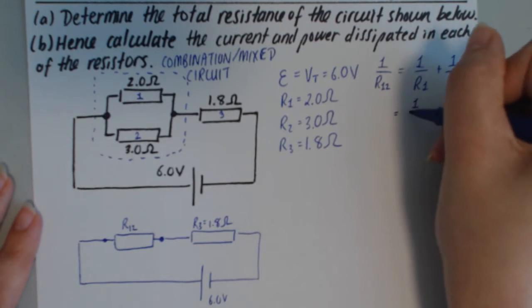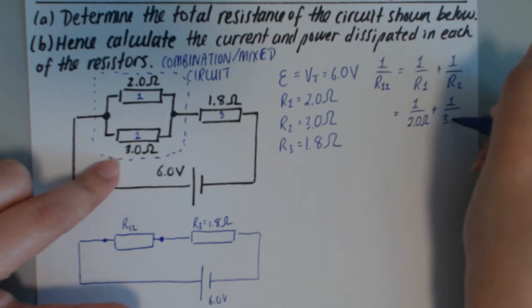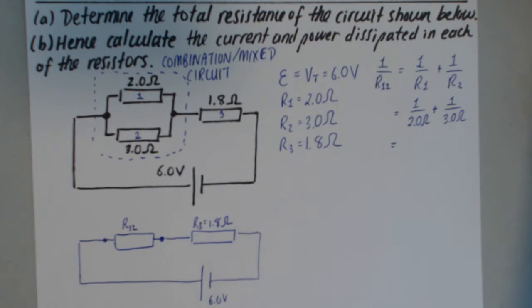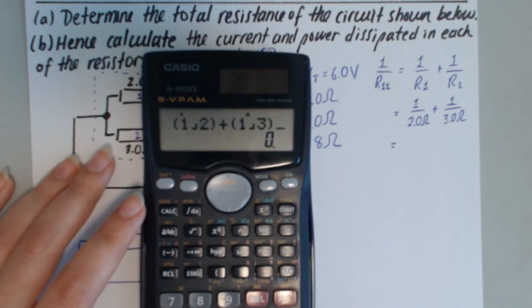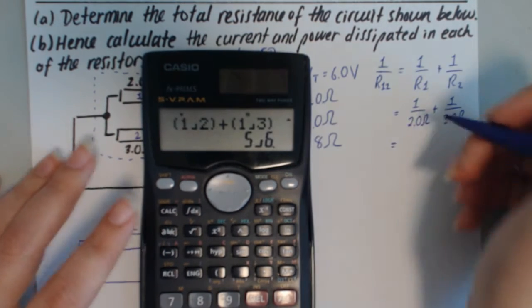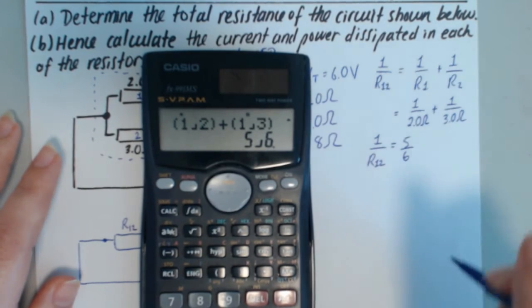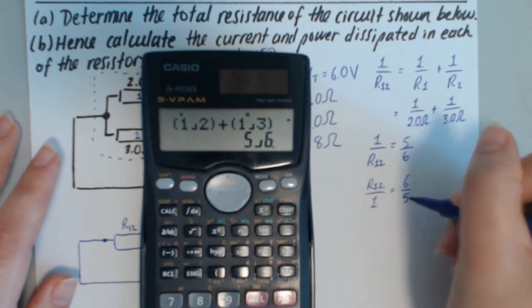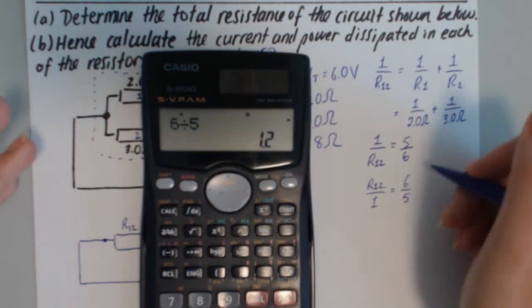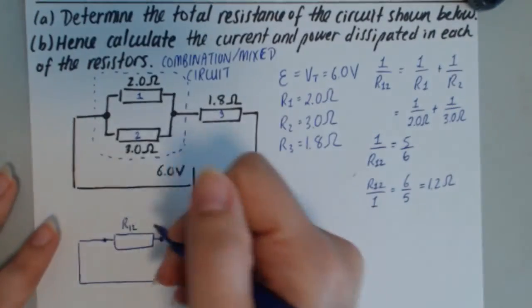So 1 over R1, that's 1 over 2 ohms, plus 1 over 3 ohms. Keep in mind that's equal to 1 over the equivalent resistance. So 1 divided by 2, that's 0.5, but let's do this properly. Plus 1 over 3, so that's 5 over 6. So 5 over 6 is equal to 1 over R12. That means R12 over 1 is equal to 6 over 5. 6 divided by 5 is 1.2. So 1.2 ohms is this equivalent resistance.